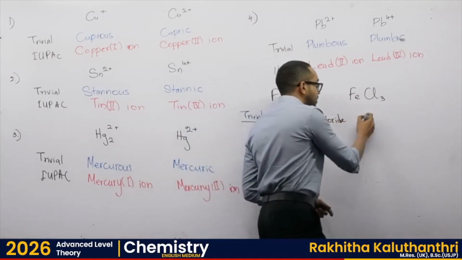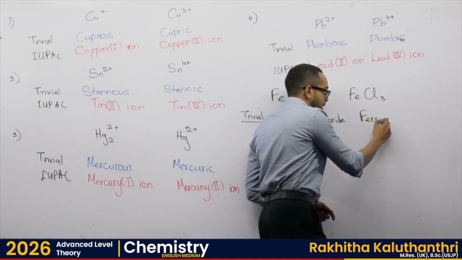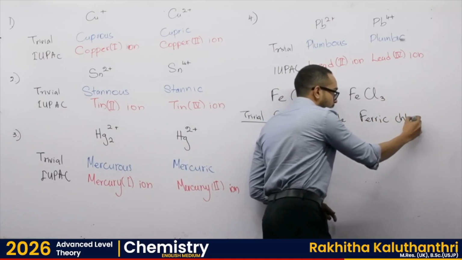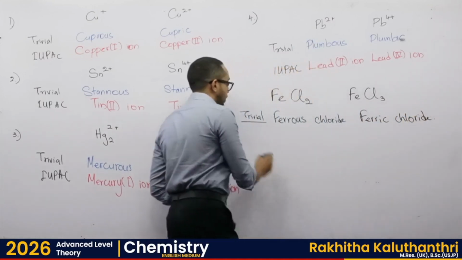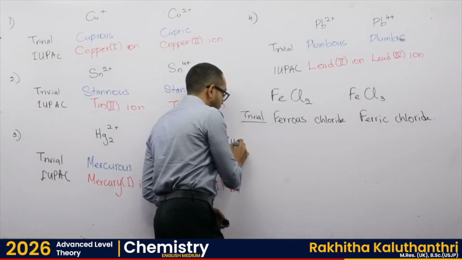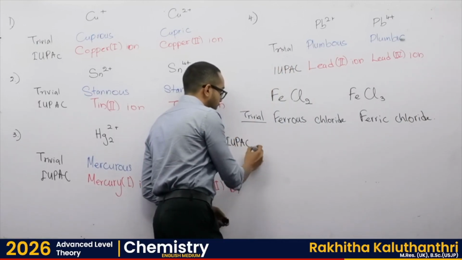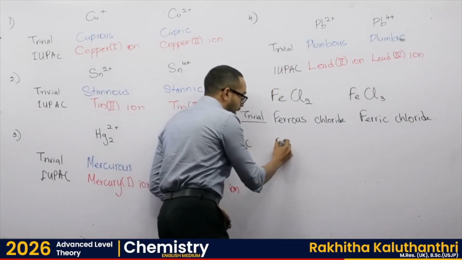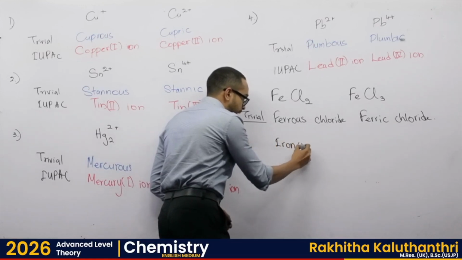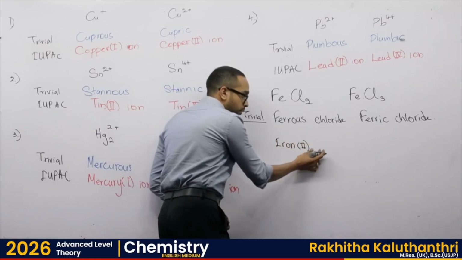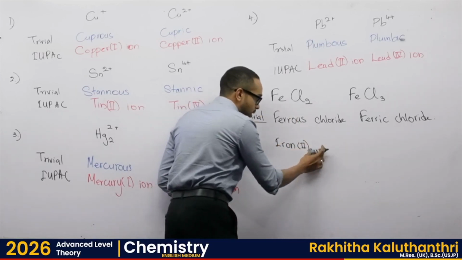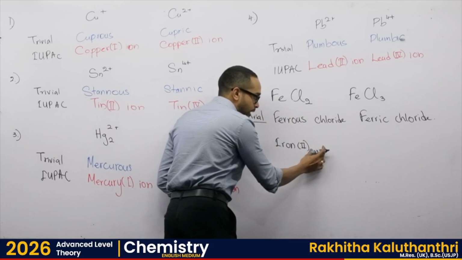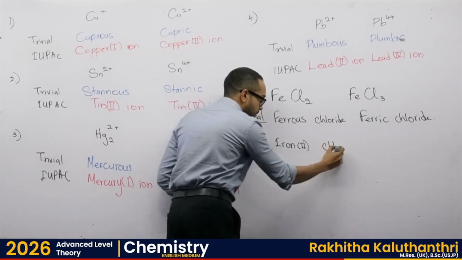What will be the name here? Ferric chloride. How hard could it be, right? So if you're writing the IUPAC naming system, it will be iron within brackets 2, then leave a space. Iron 2 ion was the name that was given in IUPAC. So after naming the cation, you leave a space and then you write chloride.